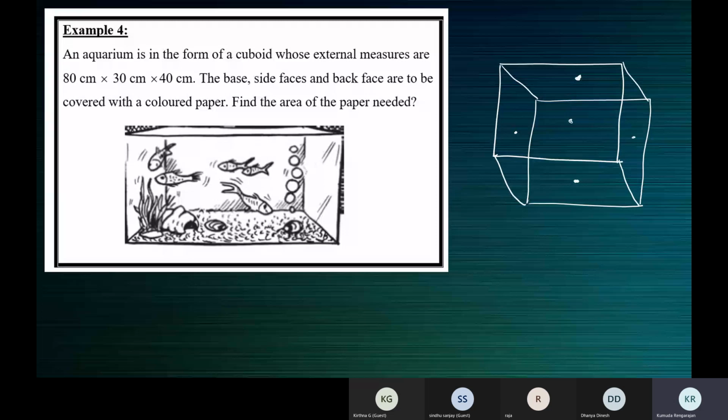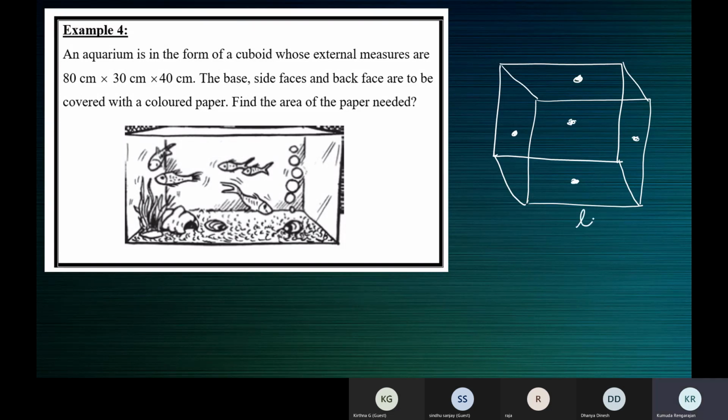The faces opposite to each other are congruent. So the top face and the bottom face are congruent, meaning they're identical. The two side faces, the left and the right face, are identical. They have the same dimensions. And the back face and the front face are also identical.